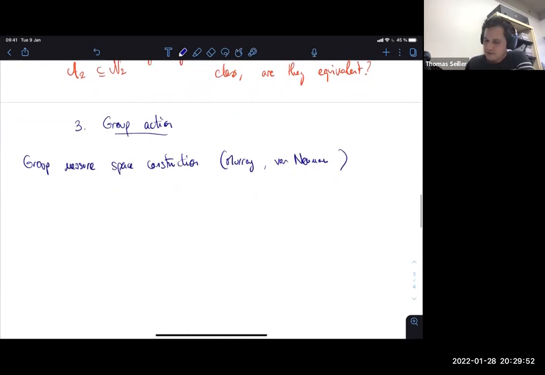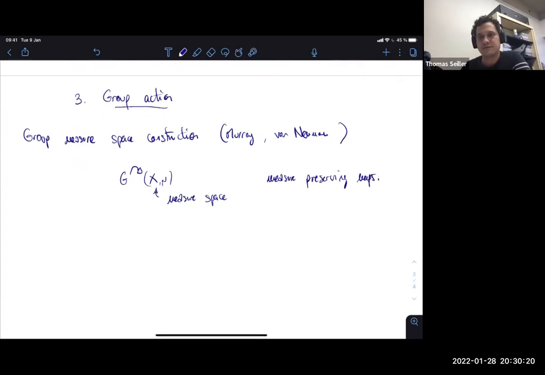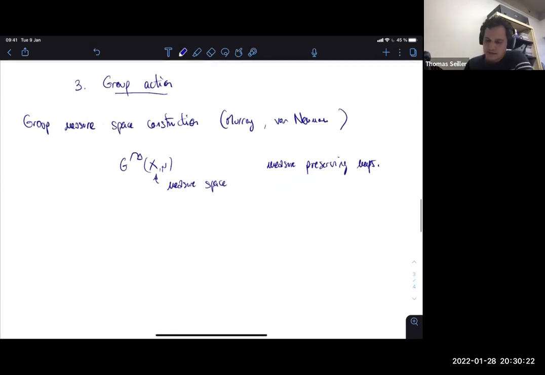So the group measure space construction is: you have a group, it acts on X, a measure space. Let's say this. And usually you will ask that the group acts by measure preserving maps. And at some point we'll forget about these restrictions, but for the moment, to get von Neumann algebras, you have to go through this, right?